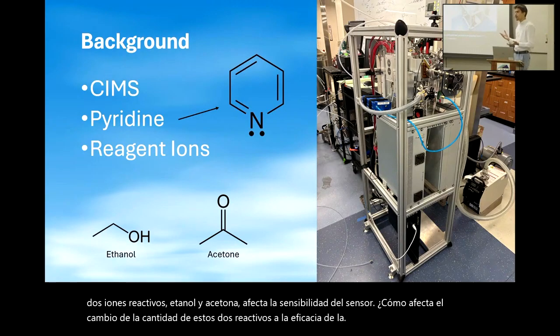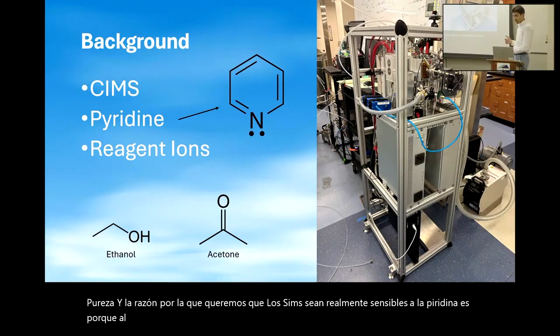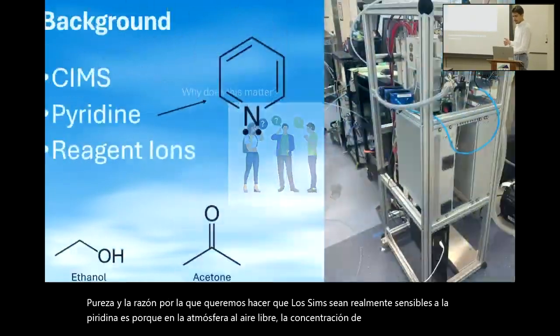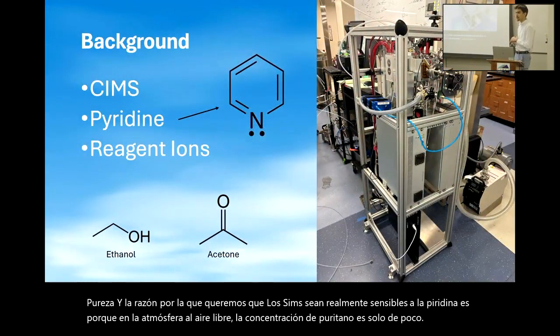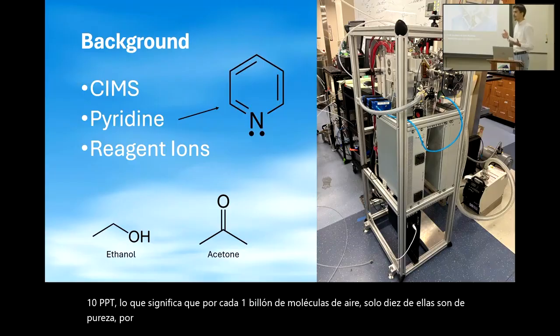The reason why we want to make the CIMS really sensitive to pyridine is because in the open air atmosphere, the concentration of pyridine is only about 10 ppt, which means for every 1 trillion molecules of air, only 10 of those are pyridine. So there are really small traces of it in the atmosphere.